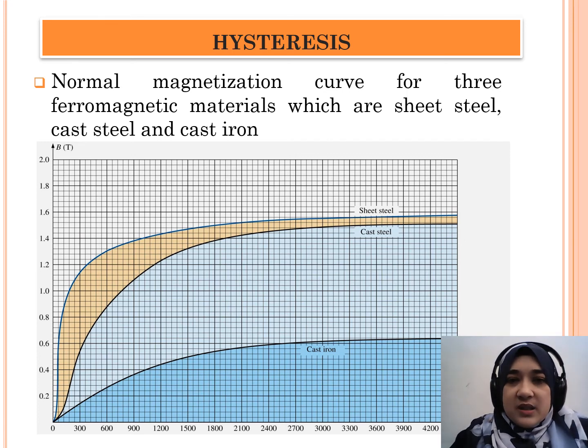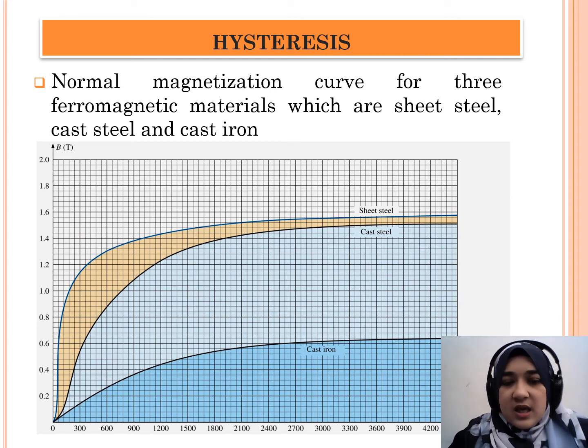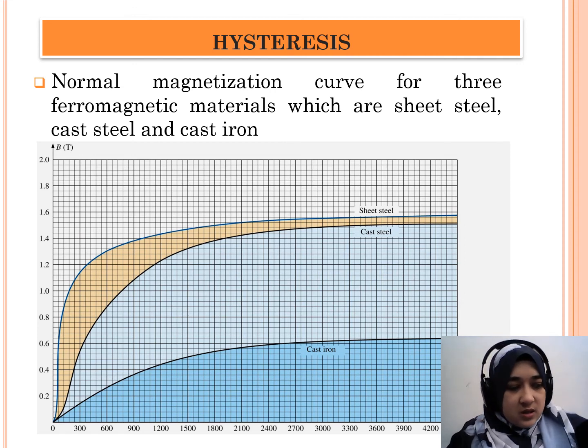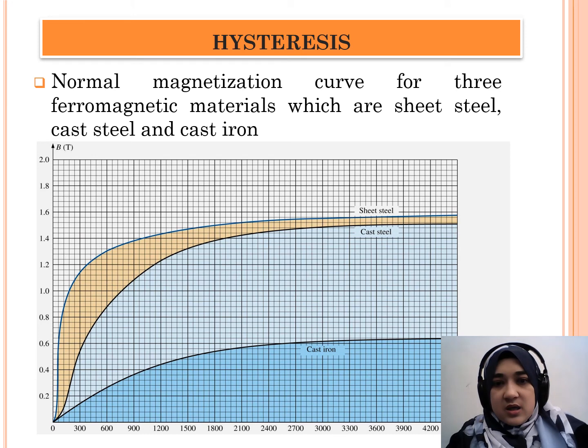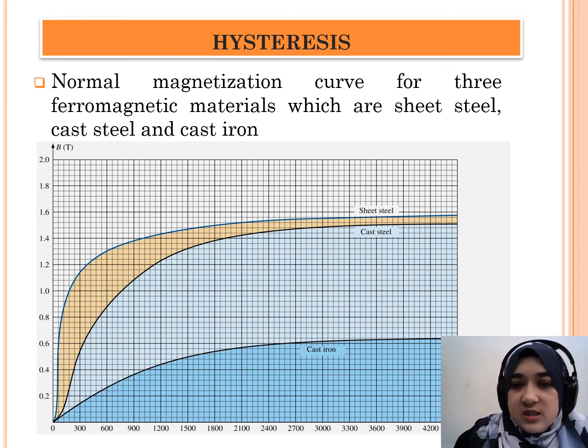So this is the normal magnetizing curve for 3 ferromagnetic materials, which are sheet steel, here the orange one, second one cast steel, and the third one is cast iron. Okay, these 3 types you always use. These are the types that we normally use.